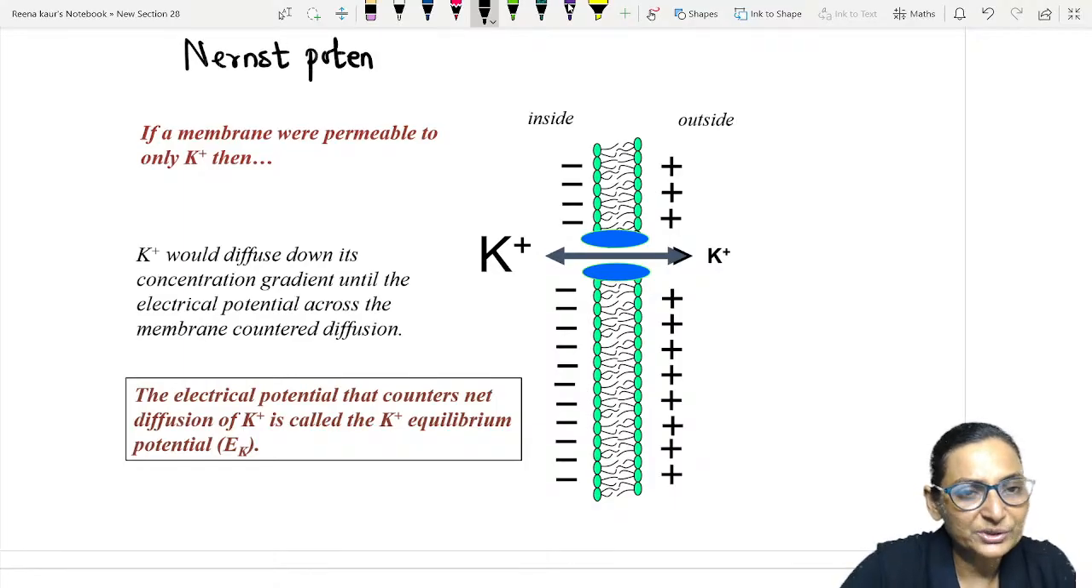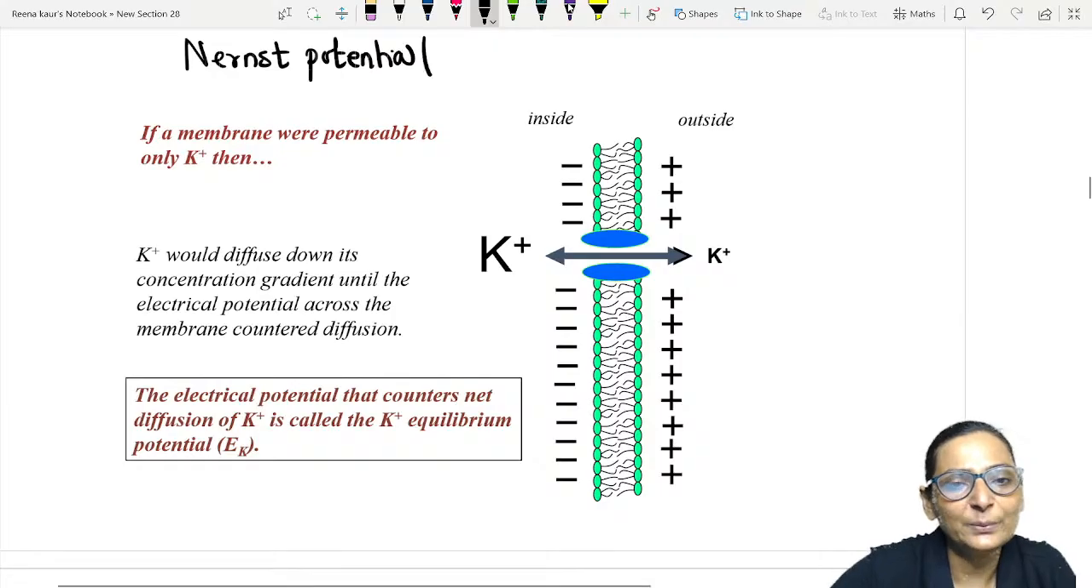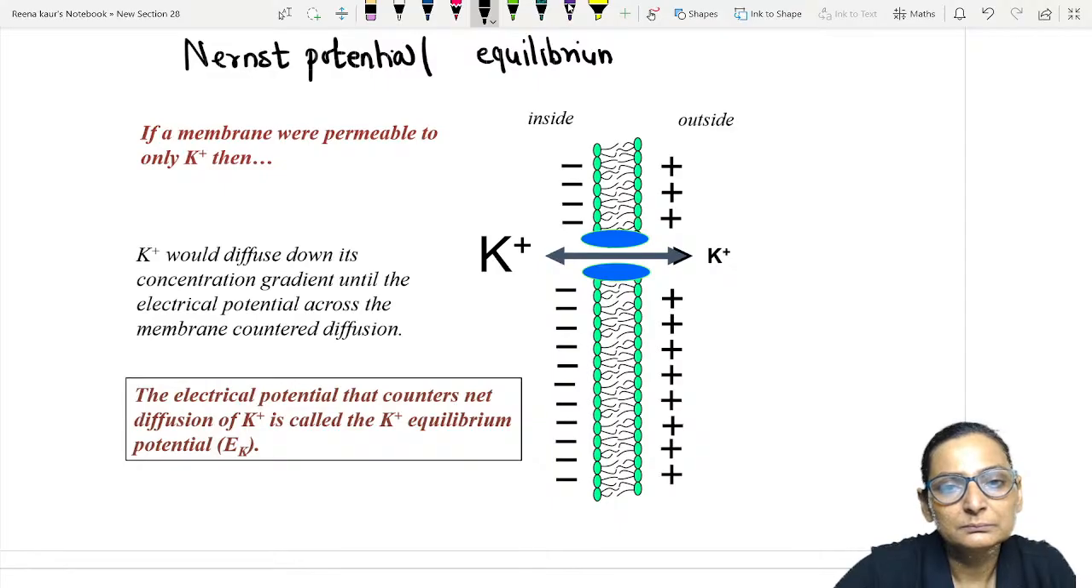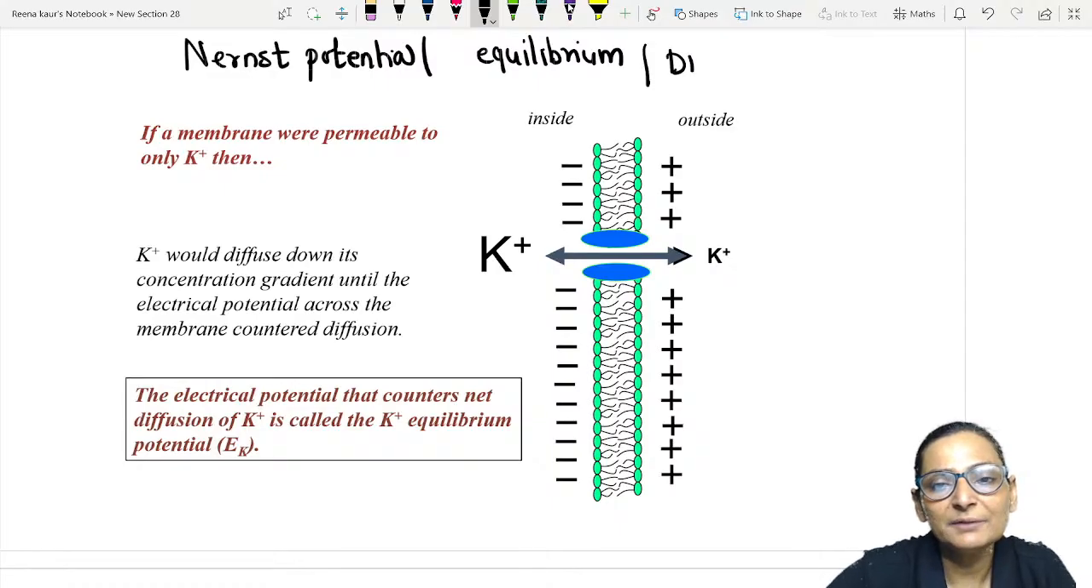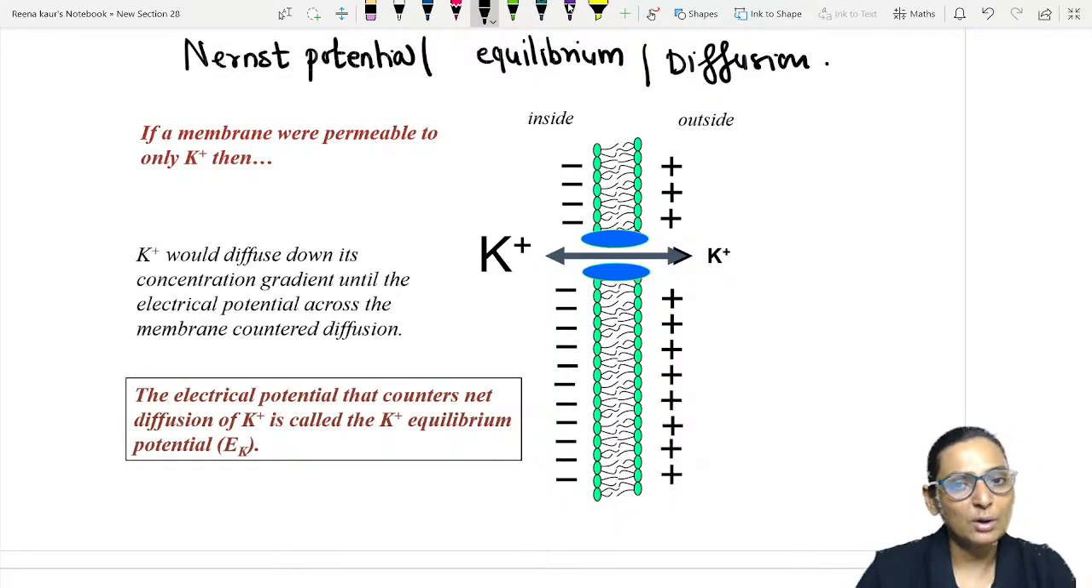Now, what is Nernst potential? Nernst potential, which is also called the equilibrium potential, is also called the diffusion potential, because it is because of the diffusion of the ions. What is the cause? Diffusion of the ions, and therefore it is also called diffusion potential. So let's consider one by one.